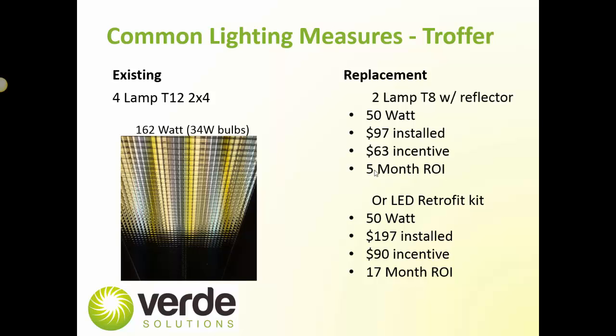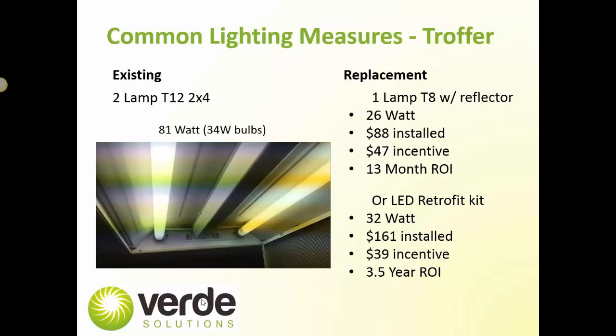be achieved there. You could also do an LED retrofit kit in this 2 by 4. Has the same watts used, 50. It's about $100 more to install, 197. You do get a higher rebate, and it has 17-month ROI. These are also warranted for 7 years, so there is the more upfront cost, but you'll see that play out. And the savings play out as time goes on.